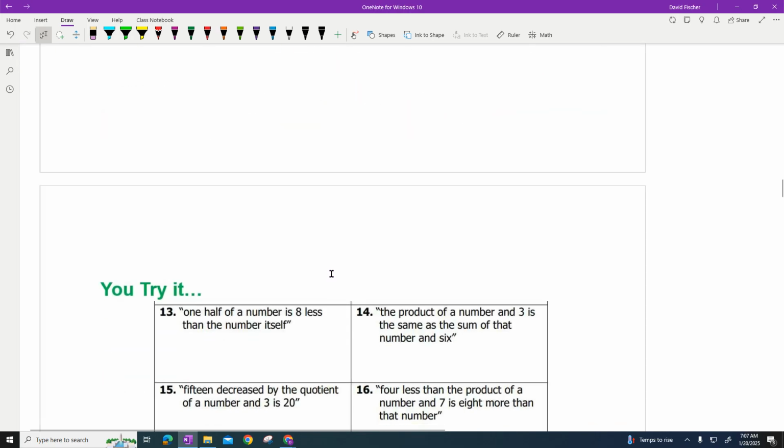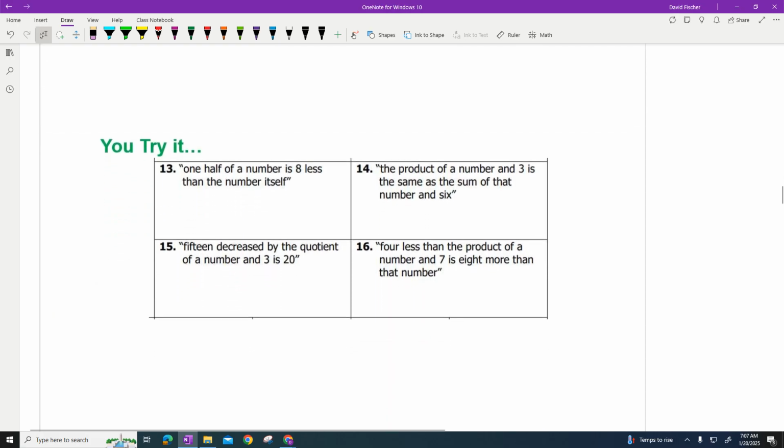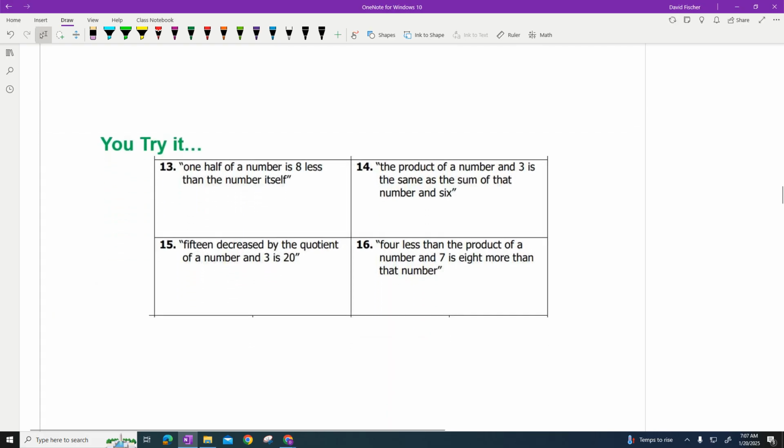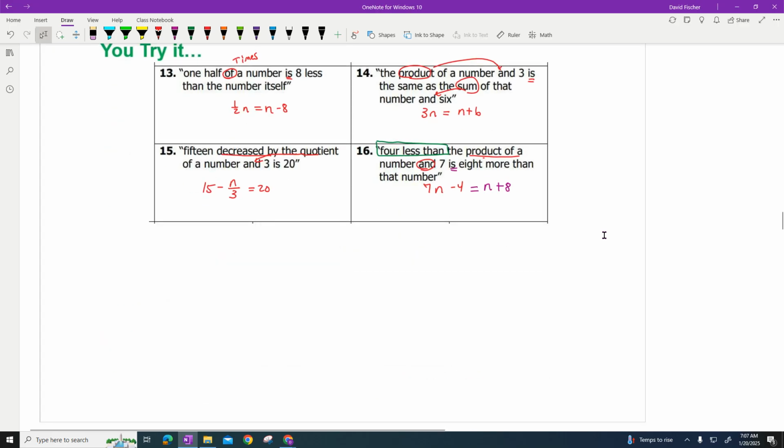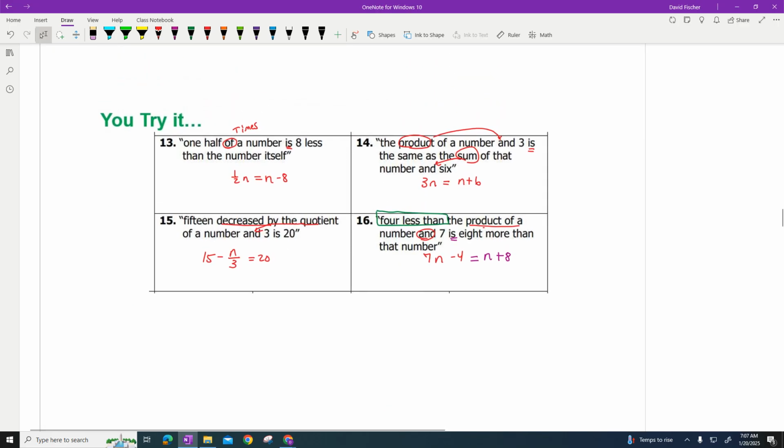Let's continue on. You want to give these a try here real quick? Pause your video and let's see how you do on these two. I thought we were done with the tries, but let's give it a shot and see how you do. Alright, let's see how we did.